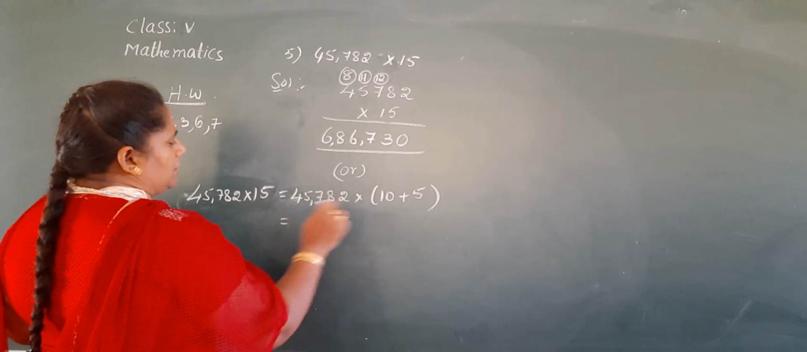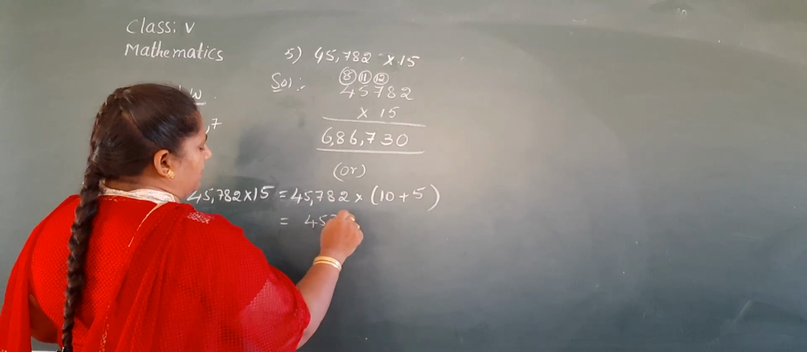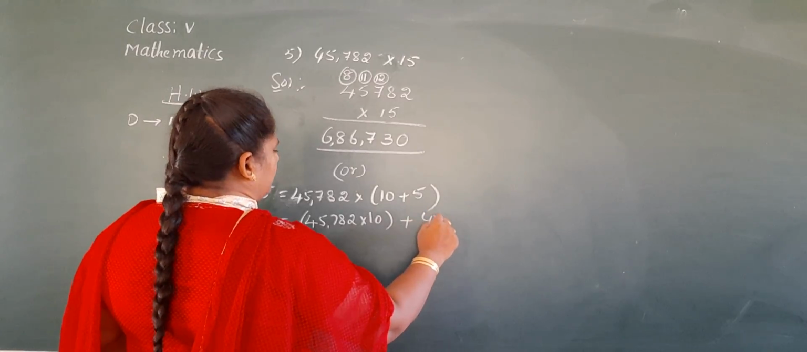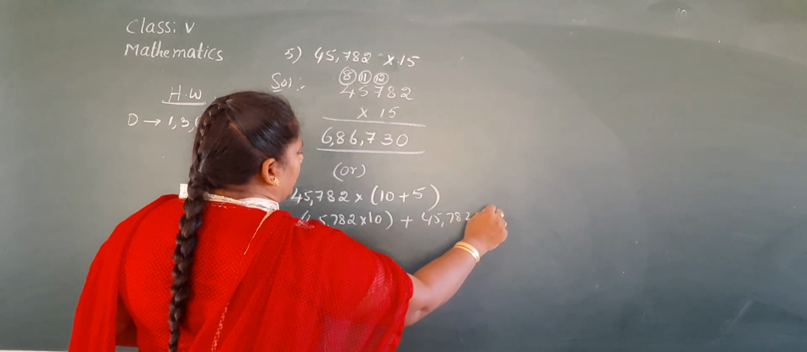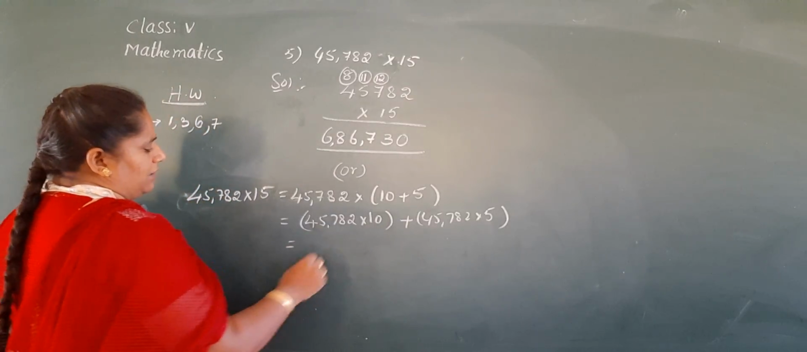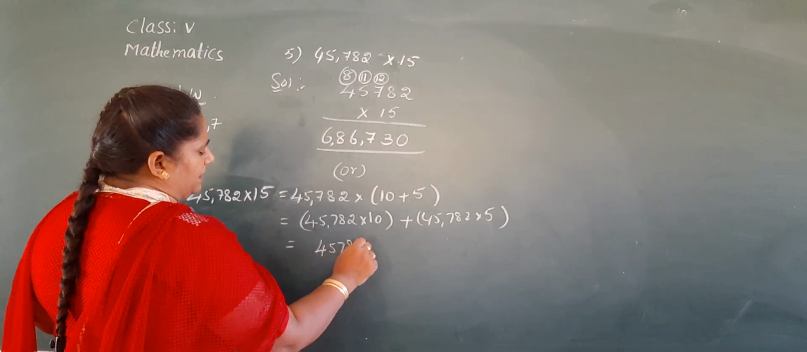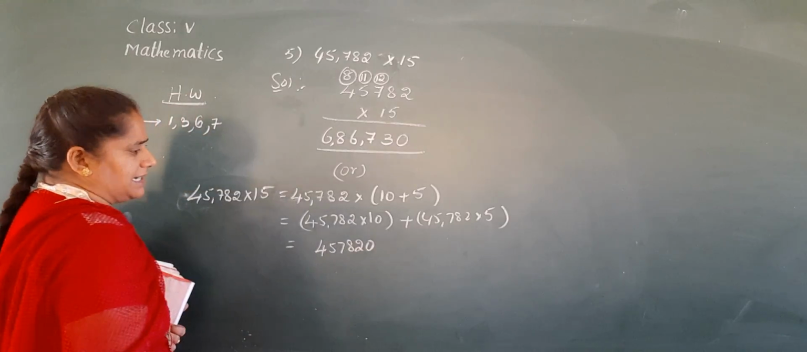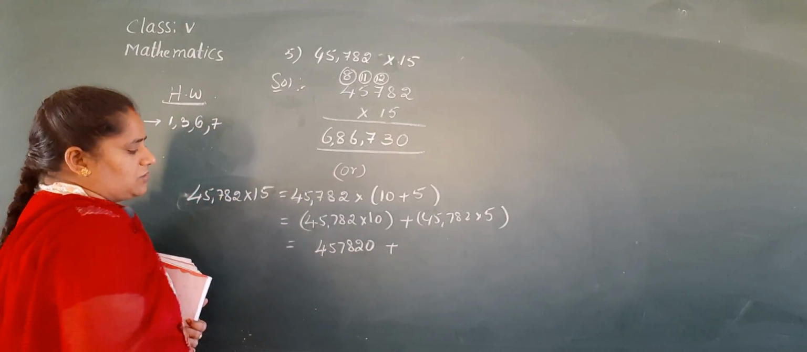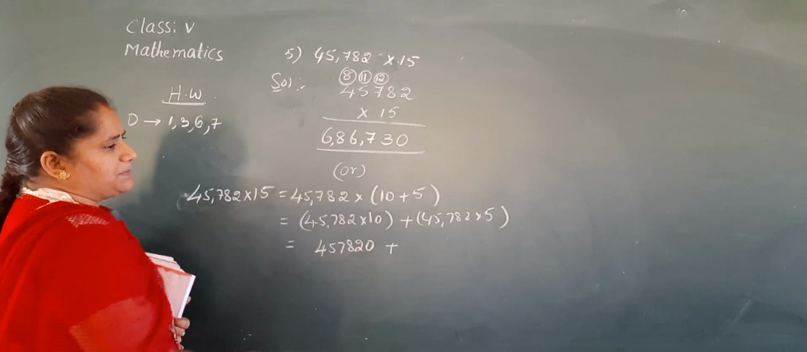Okay, Nana? So you multiply 45,782 into 10 plus 45,782 into 5. Come on, this one is very easy. We write the same number and we keep 10 to the right side of the product. But here, we need not do the multiplication. Just write the half of this product.